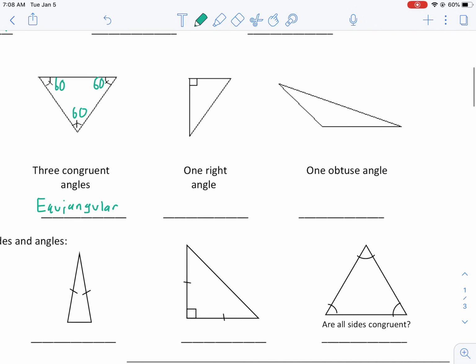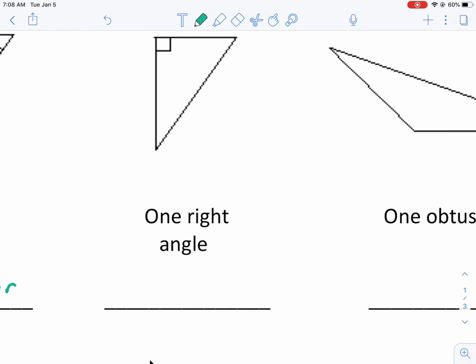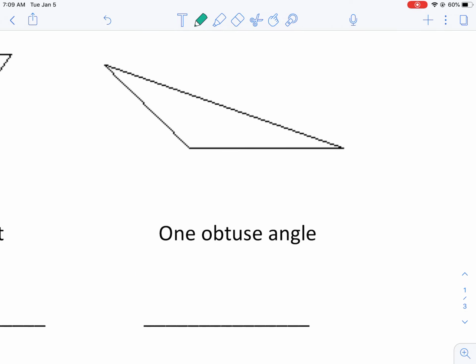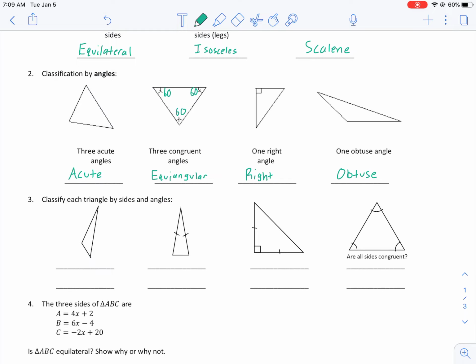So if there's one right angle, we call that a right triangle. And if there's one obtuse angle, we call that an obtuse triangle. So if there's any obtuse angles at all, it's going to be an obtuse triangle. Some people say, well, there's two acute, okay, but there has to be two acute. It can only add up to 180, so there can't be more than one obtuse.